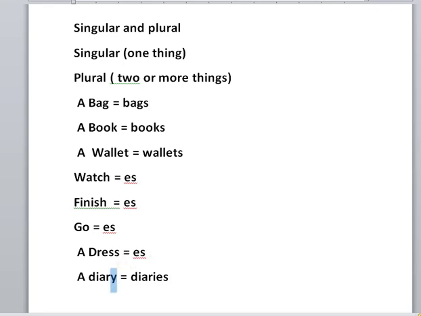When we have Y, when we have S, and also when we have O, and also when we have SH, and also when we have CH, we add ES. It's very important for you. It's about singular and plural. Singular is one thing, plural is two or more things. When something is singular, we add A before the word. But in the plural, it doesn't need A, and we just add S and ES, and also IES when we have Y at the ending of the word. When the ending is S, O, SH, CH, we add ES. Don't forget it.